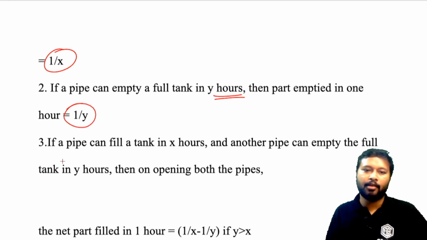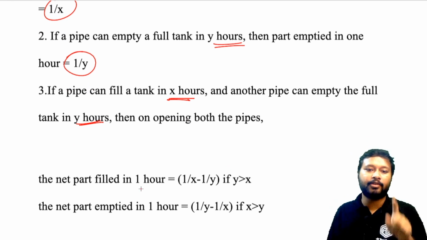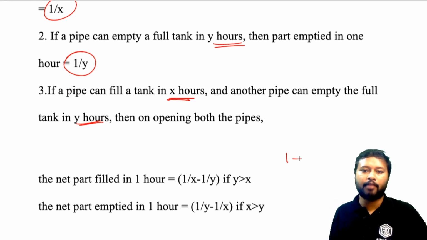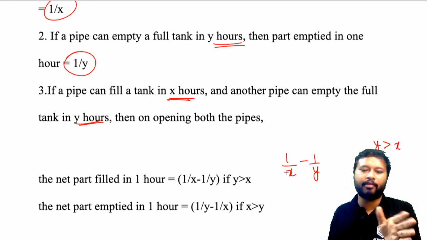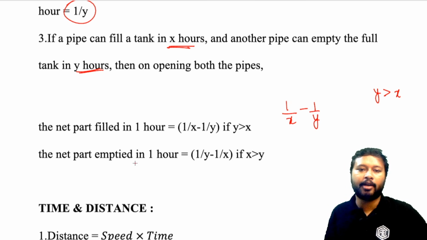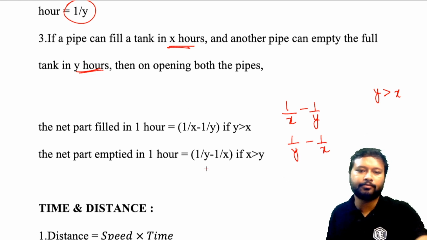Now next, if a pipe can fill a tank in X hours and another pipe can empty the full tank in Y hours, then on opening both the pipes, the net part which is going to be filled is 1 by X minus 1 by Y. Okay, and remember Y should be greater than X, otherwise the formula will be reversed: 1 by Y minus 1 by X. And the net part which is emptied in 1 hour will be 1 by Y minus 1 by X, if Y is greater than X. So both these conditions are given to you.